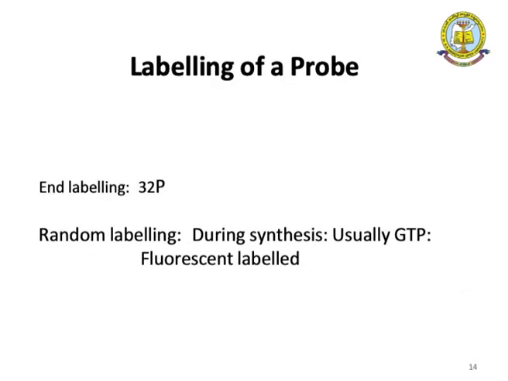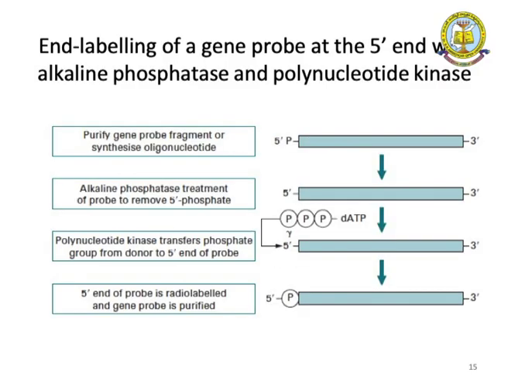End labeling with 32P, or random labeling during synthesis of the DNA utilizing GTP, fluorescent labeled, is present in the probes. The end labeling of a gene probe at the 5 prime end uses alkaline phosphatase and polynucleotide kinase.